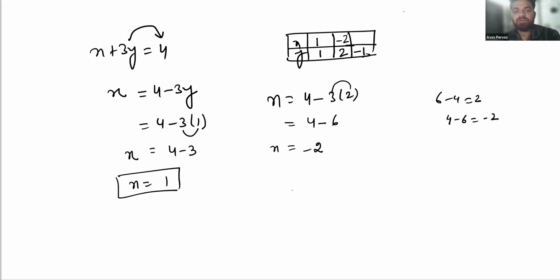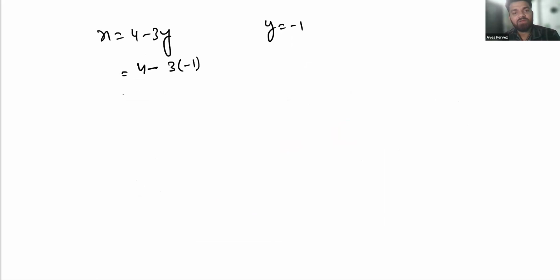No, sir. Simple. Let me explain one more time. The equation is x is equals to 4 minus 3y. Now you need to put the value of y as minus 1. Putting y as minus 1, 3 into minus 1, what will you get? Minus 3 into minus 1, what will you get? Plus 3. Minus minus will get plus.